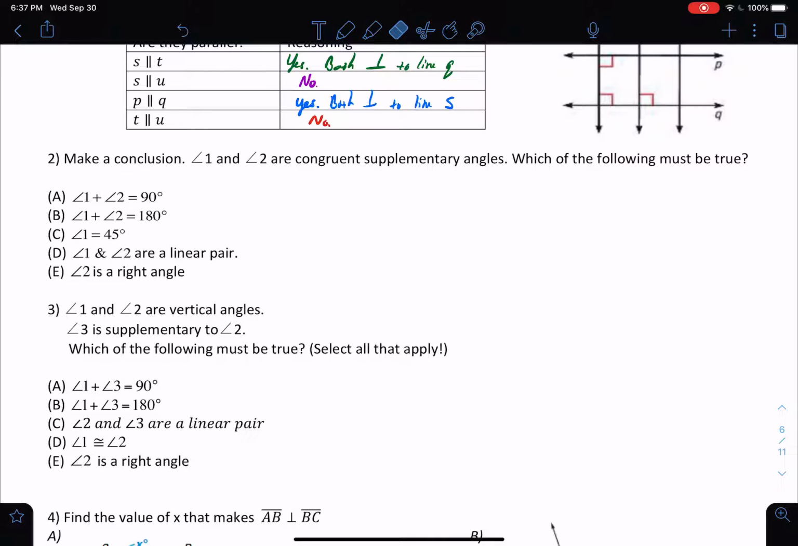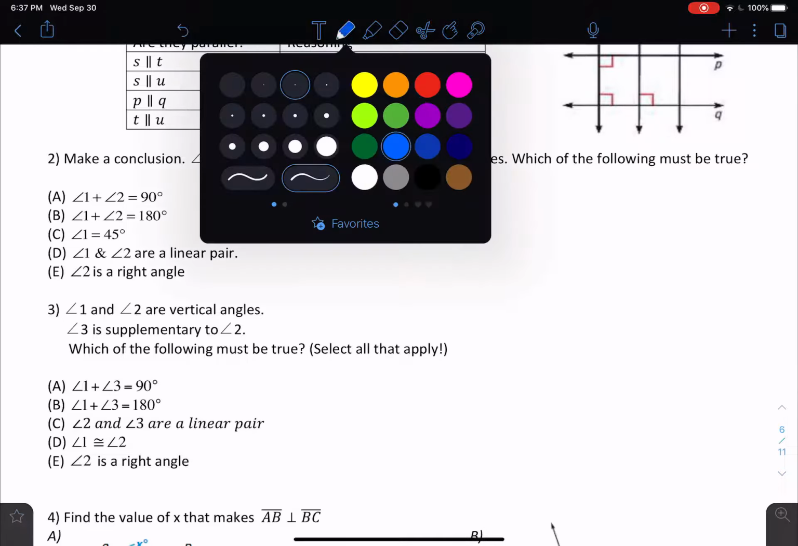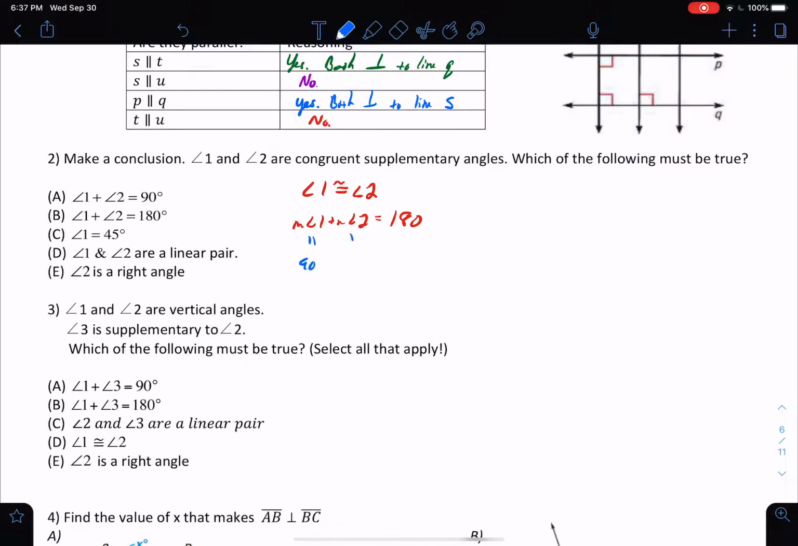Angle 1 and angle 2 are congruent supplementary angles. So angle 1 is congruent to angle 2. And they're supplementary angles, so that means the measure of angle 1 plus the measure of angle 2 has to equal 180 degrees. And since they're the same exact thing, I know each of these is going to be 90 degrees. So I'm just translating what they told me in English to what we know in math lingo.